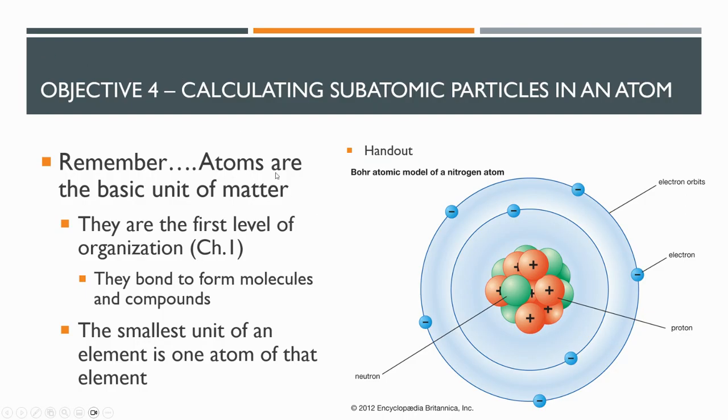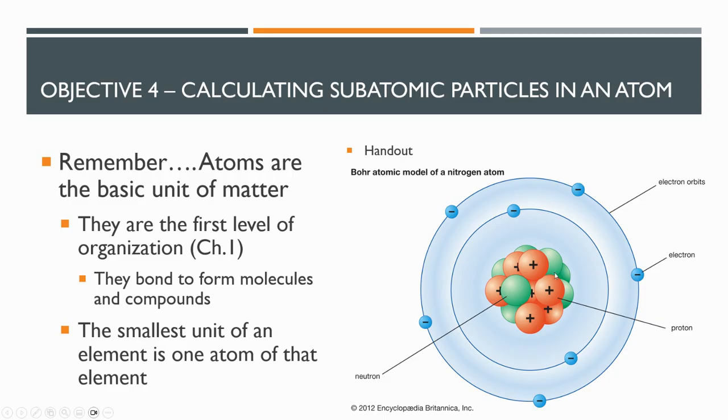So just quick review from Video 1. Atoms are the basic unit of matter. Remember, they're the first level of organization. Atoms make up everything. Atoms make up molecules and compounds, which make up macromolecules. And they are the smallest unit of an element. So if I have hydrogen or oxygen or carbon or nitrogen, I can essentially have one atom of that element, and that's the smallest unit that I can have.